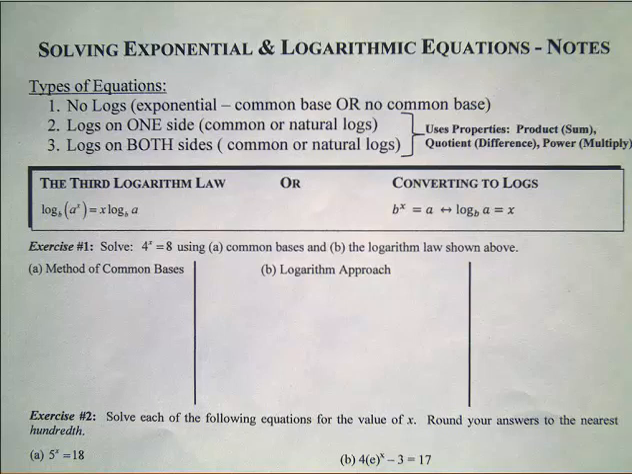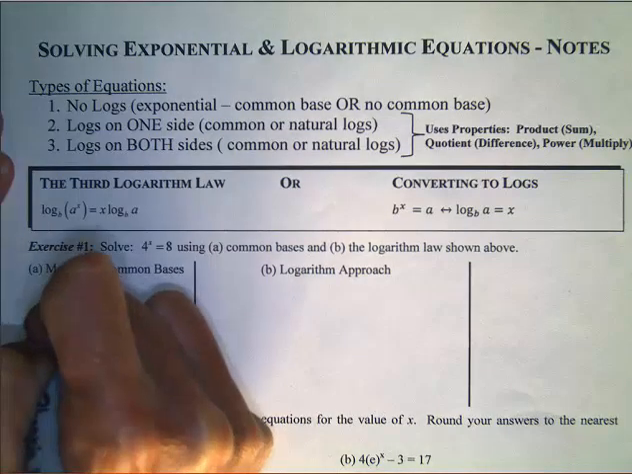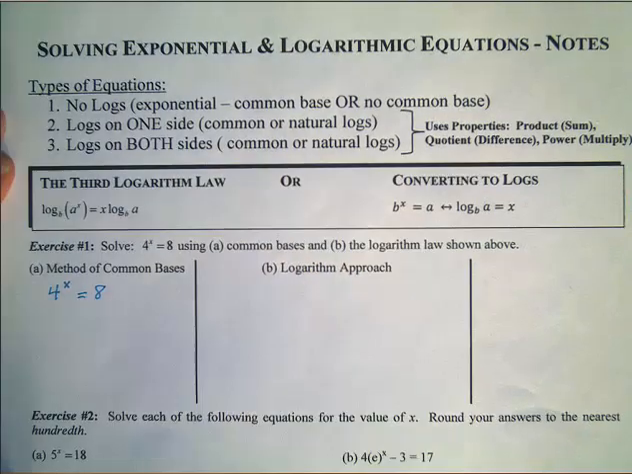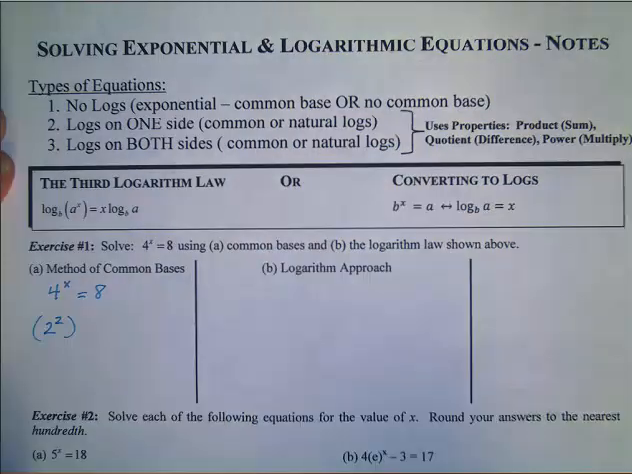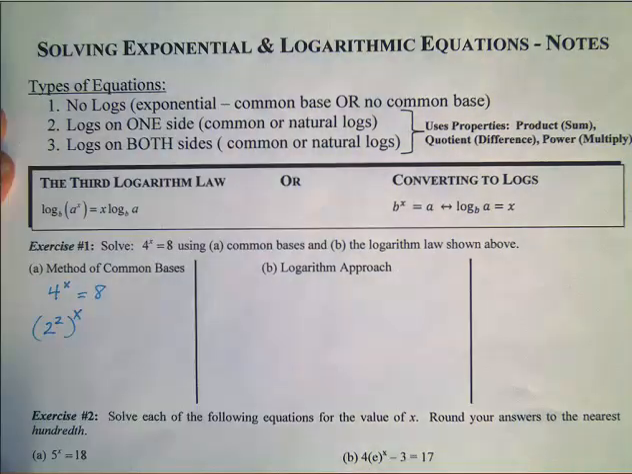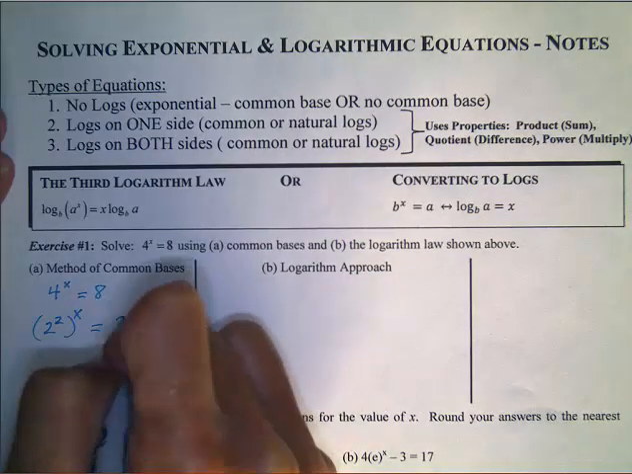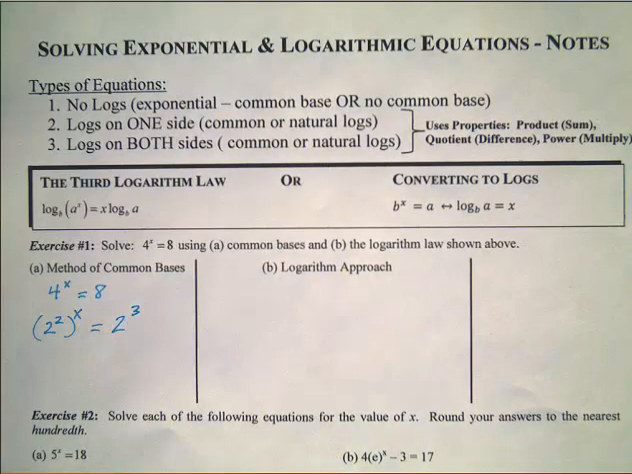So the first way is the method of common bases. In this question, 4 and 8 can be written as the same power. So 4 to the x equals 8 can be rewritten: 4 can be rewritten as 2 squared, to the x, equals 8 can be rewritten as 2 to the third. Now remember, on your calculator you have that factor button, and it will prime factor any number. So that's what we want to do, is get these down into prime factors.